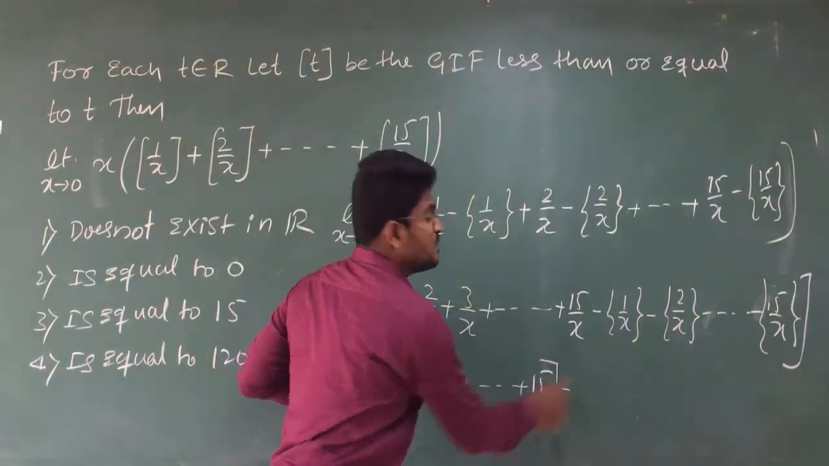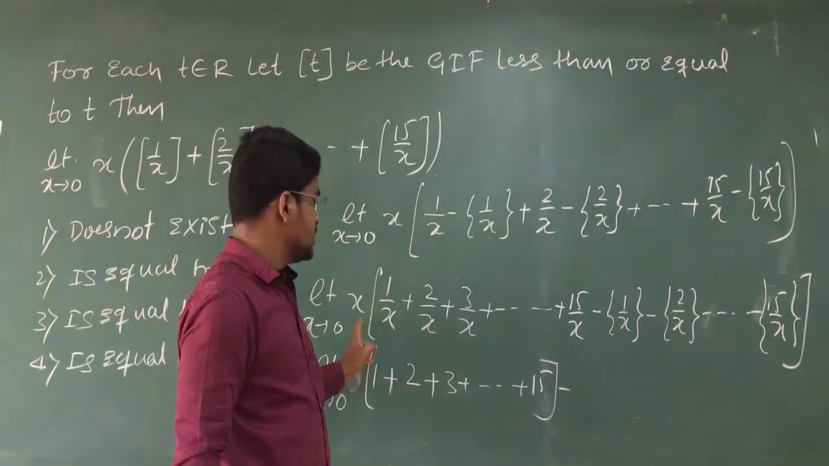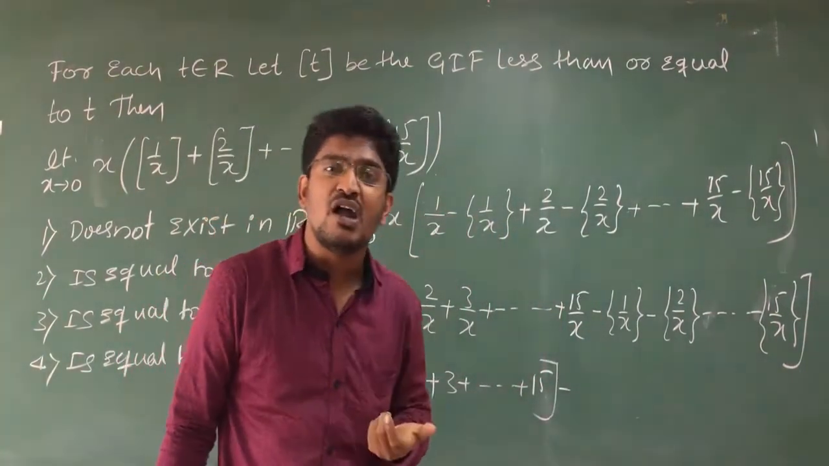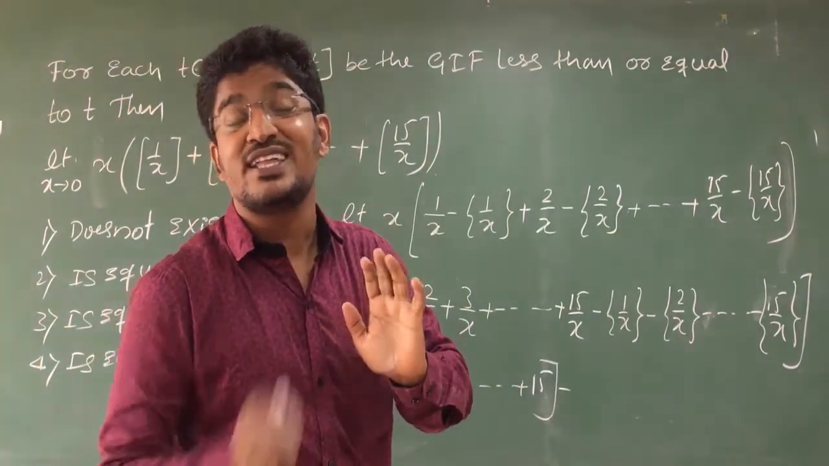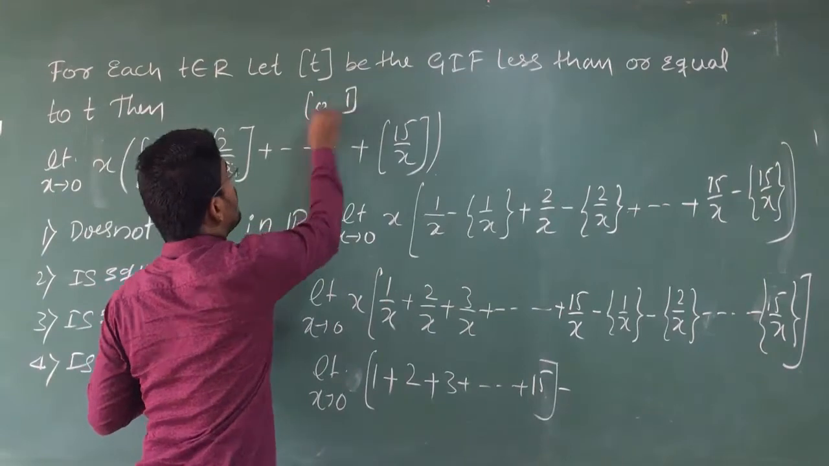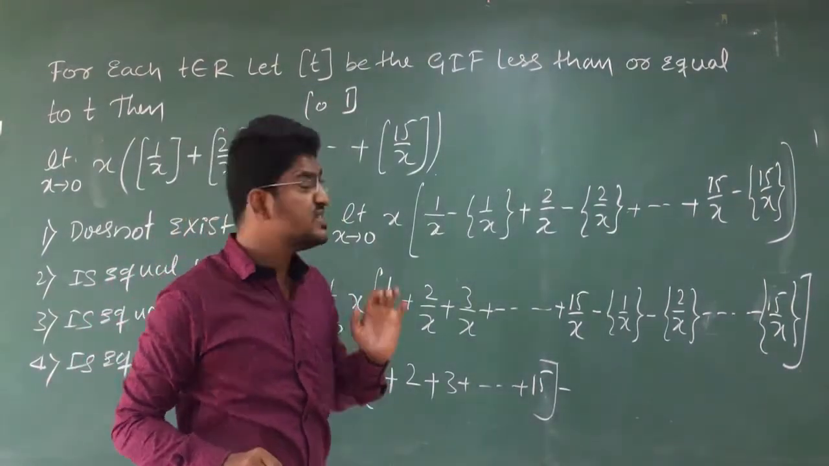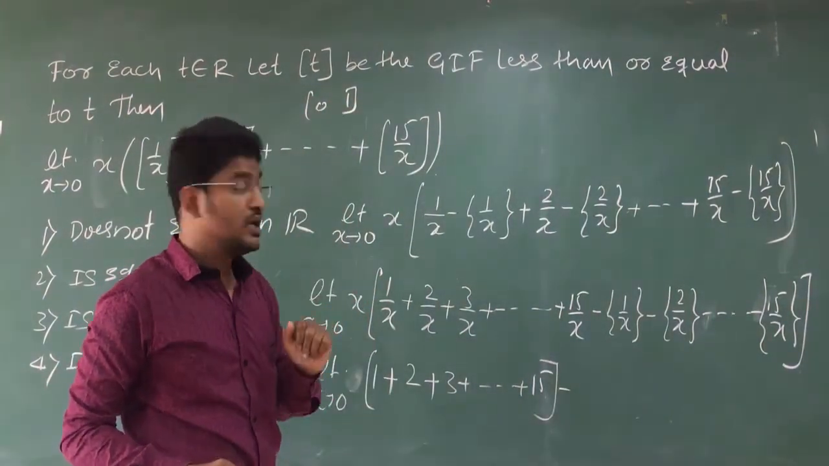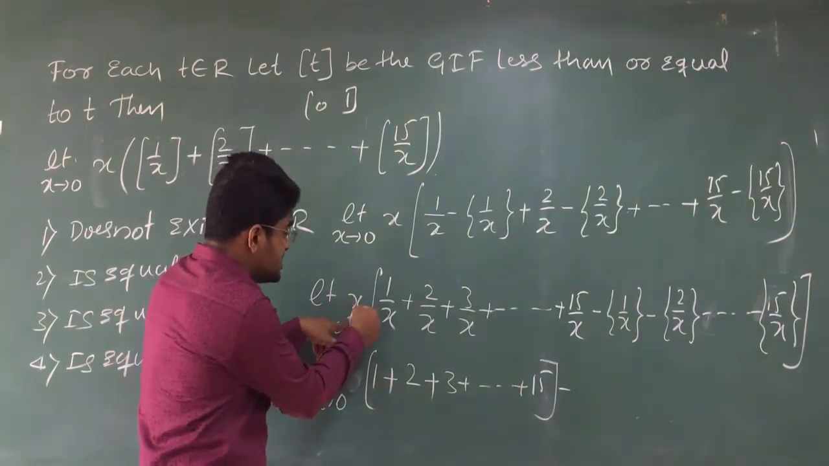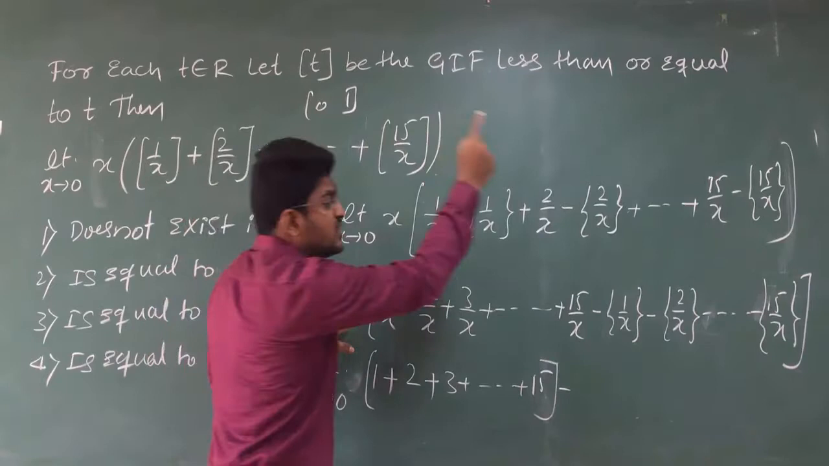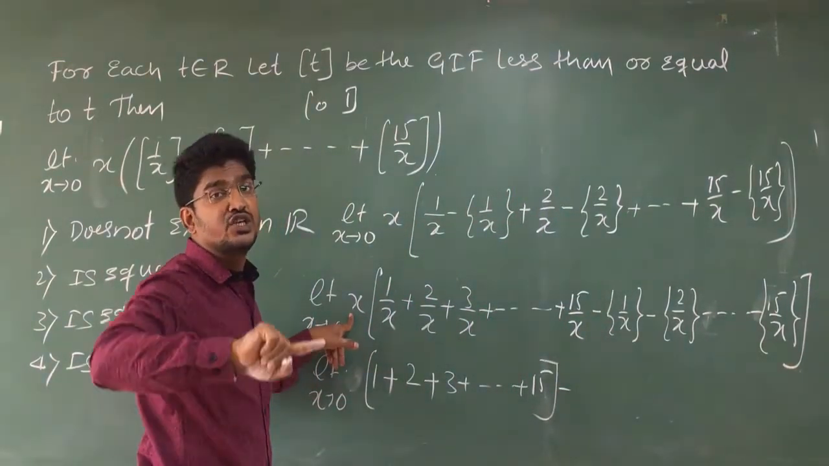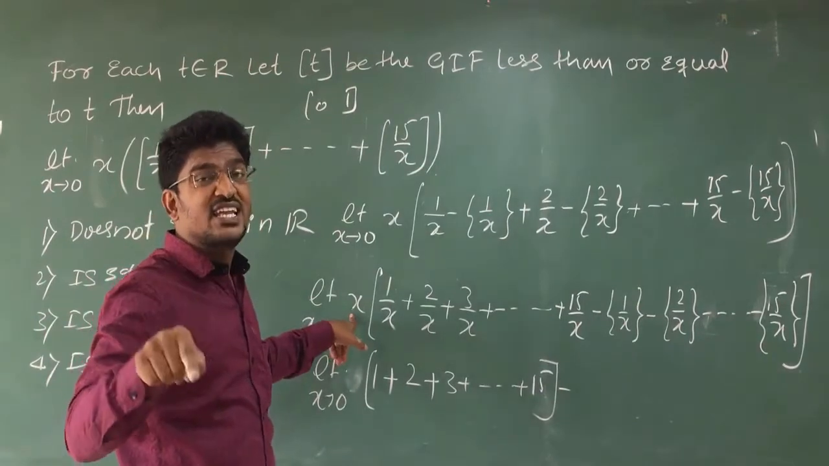X into fractional part of 1 by x. What is the meaning of fractional part? What is the range of fractional part? That is from 0 to 1, closed interval from 0 to 1. Clear? This is the range of fractional part. Limit is going to what? 0. So this 0 multiplied with fractional part of 1 by x, that is the range from 0 to 1, that is the range of fractional part.